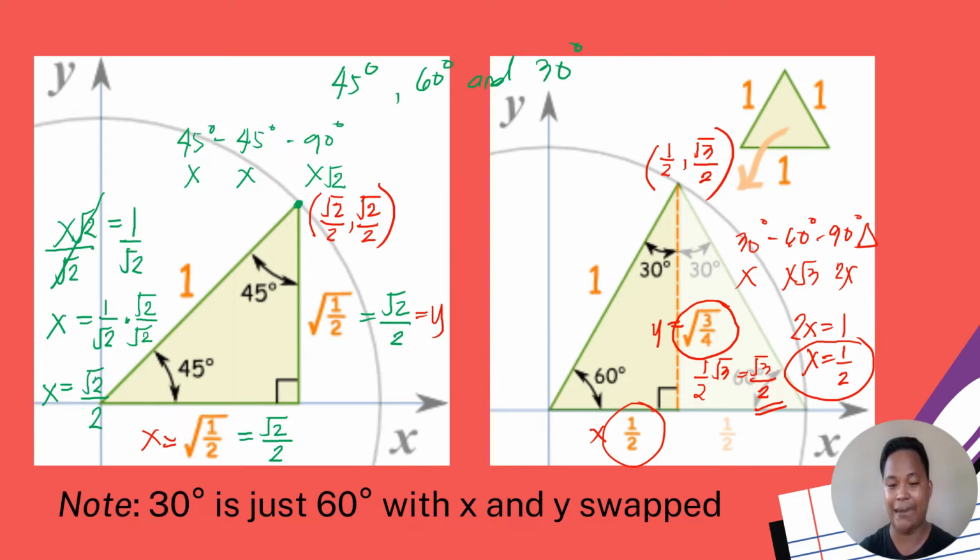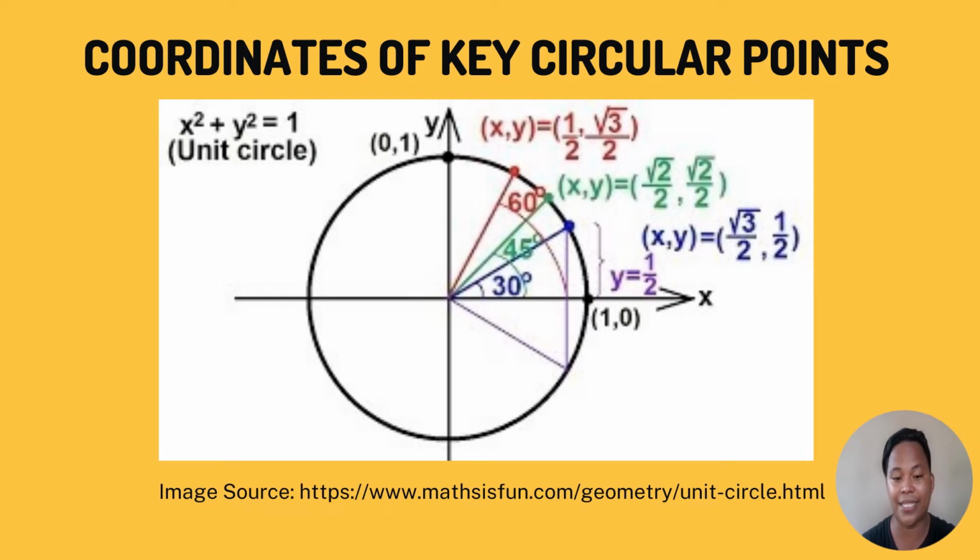The vertical line represents the y and the horizontal represents the x. For the 30 degrees, the value of x and y are swapped. Therefore, if we have a 30-degree angle, the coordinates is square root of 3 over 2, 1 half. Let us summarize the coordinates of the special angles that we have. 30 degrees, 45 degrees, 60 degrees.